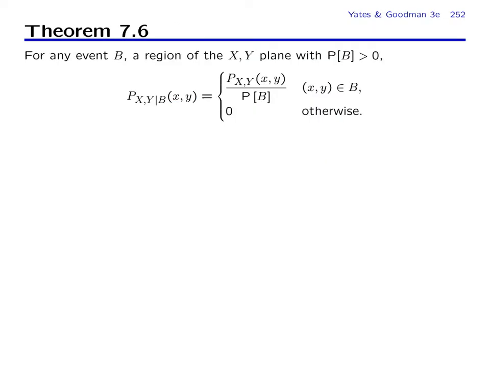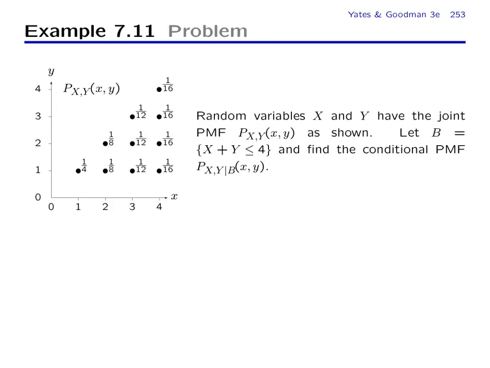In fact, we just derived the main result for the conditional joint PMF of X and Y given B. The idea here is that the points that belong to B have their probability scaled up by 1 over P of B, and the points that don't belong to B now have 0 probability. Here's a simple example to demonstrate the theorem. We have the joint PMF on the left defined on the integer points that make up the triangle, and we add the condition B that x plus y is less than or equal to 4.